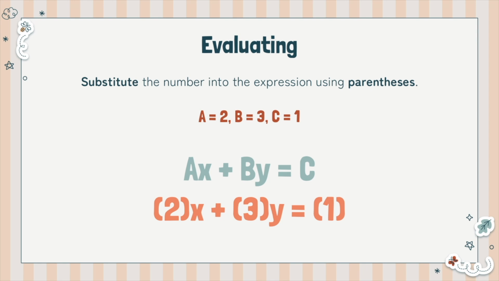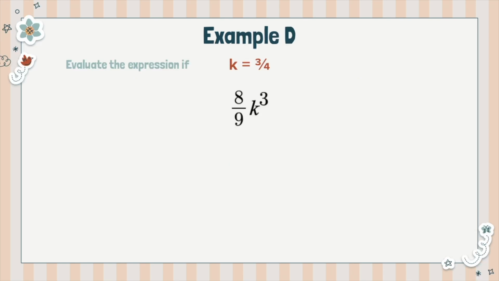But we're going to substitute in for the variables using parentheses, and then we're going to simplify as much as we can. So let's go ahead and take a look at that in a few examples. So here we are at example D, and it says evaluate the expression if k is equal to 3/4.